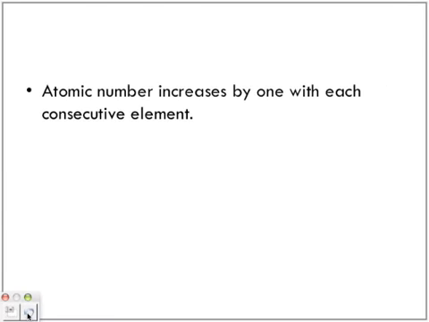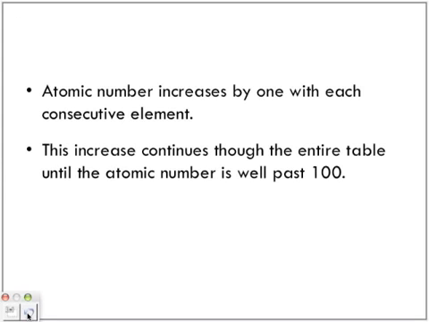Atomic number increases by 1 with each consecutive element. As we go from left to right, like we read the English language, it goes 1, 2, and then down to the next period, 3, 4, 5, 6. So it goes in order. The atomic number always goes in order. So that atomic number, as we said, is the number of protons.